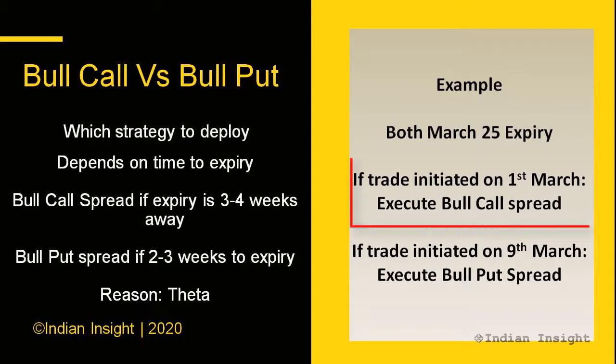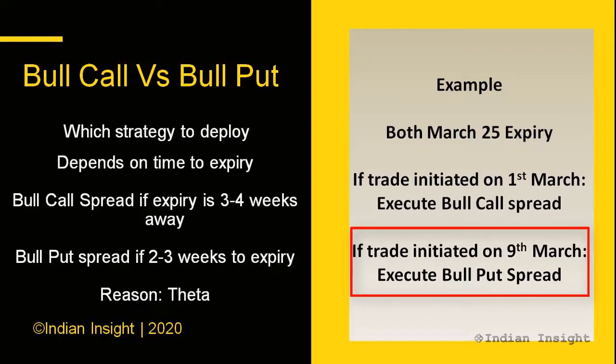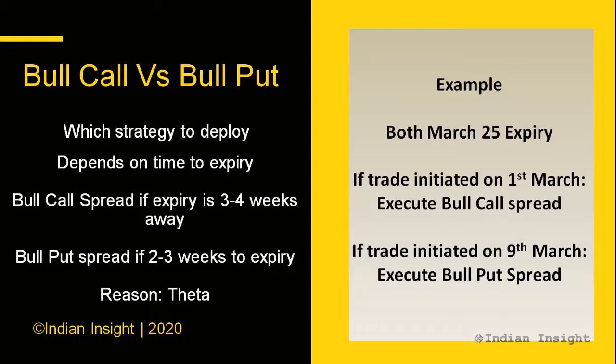So for example, if you are going to initiate your trade on the 1st of March, you should execute a bull call spread because you still have more than 3 weeks to expiry. Conversely, if you are going to take a position say on the 9th of March, then you should execute a bull put spread because you have less than 3 weeks remaining to expiry, and so theta will be very strongly in your favor during this time.